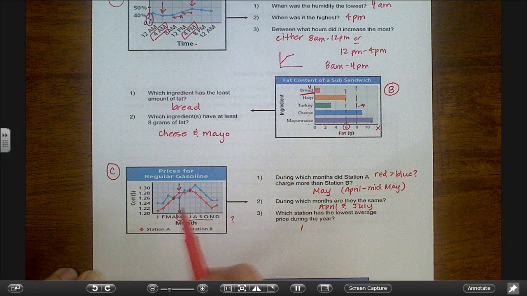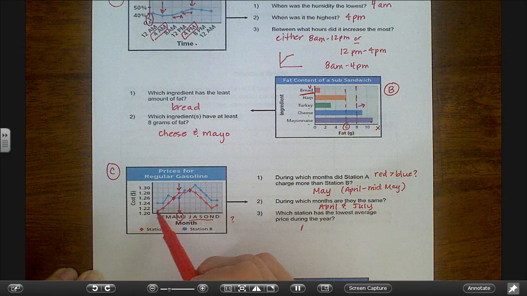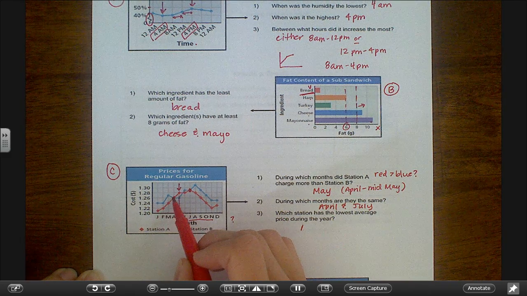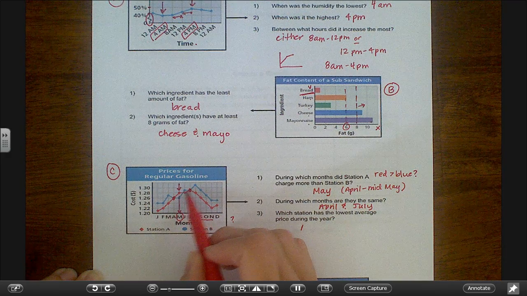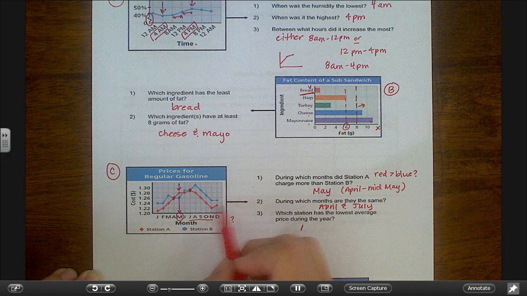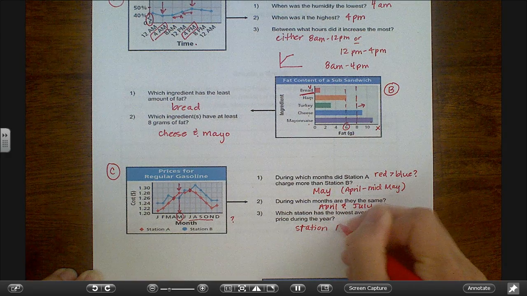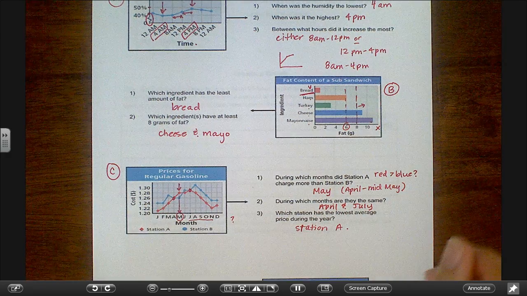You don't really have to get data points and average this out. You can just look at the graph and say, well, clearly for most of the year, red is below blue. So that would be station A had the lowest average price.